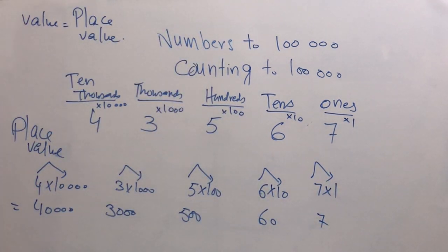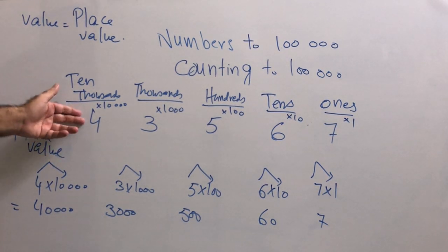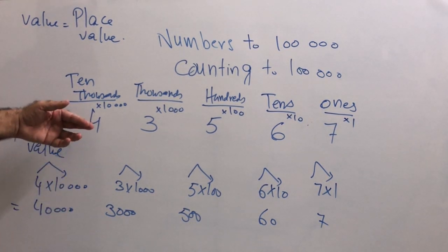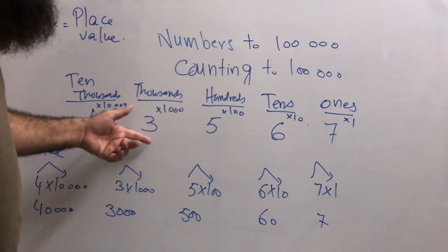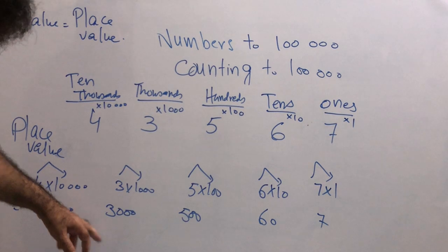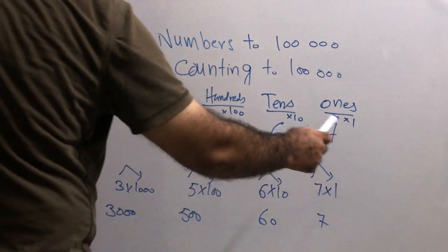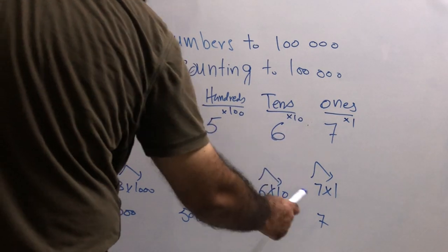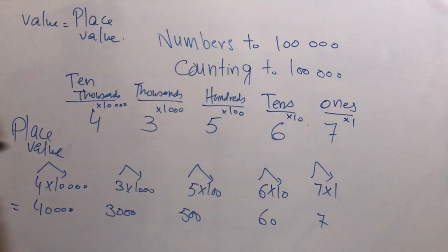Okay. So if someone asks you what is the place value of 4, you will tell that 40,000 is the place value of 4. If someone asks about 3, you will say the place value of 3 is 3,000. For 5, the place value of 5 is 500. For 6, the place value of 6 is 60. And for 7, the place value is 7. Okay. So this is about the place value.